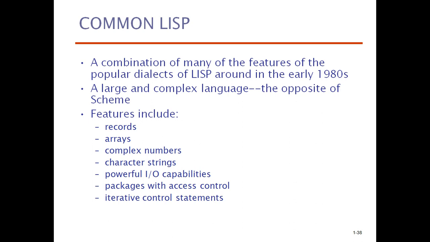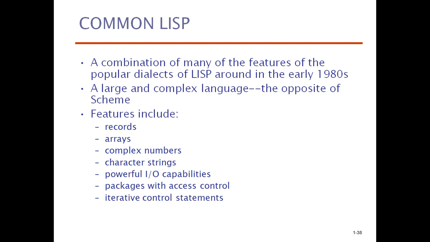Already we have seen basic Lisp, then Scheme. Now we are going to see Common Lisp. Common Lisp is also like general Lisp, but with some more features. A combination of many of the features of the popular dialects of Lisp around in the early 1980s have been included in Common Lisp.